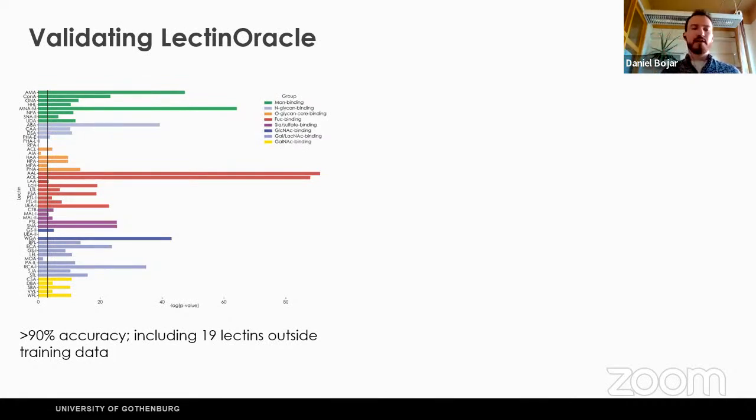But we also gathered more data sets from the literature where people have designed their own glycan arrays, so using other proteins, using other glycans, using other experimental setups.